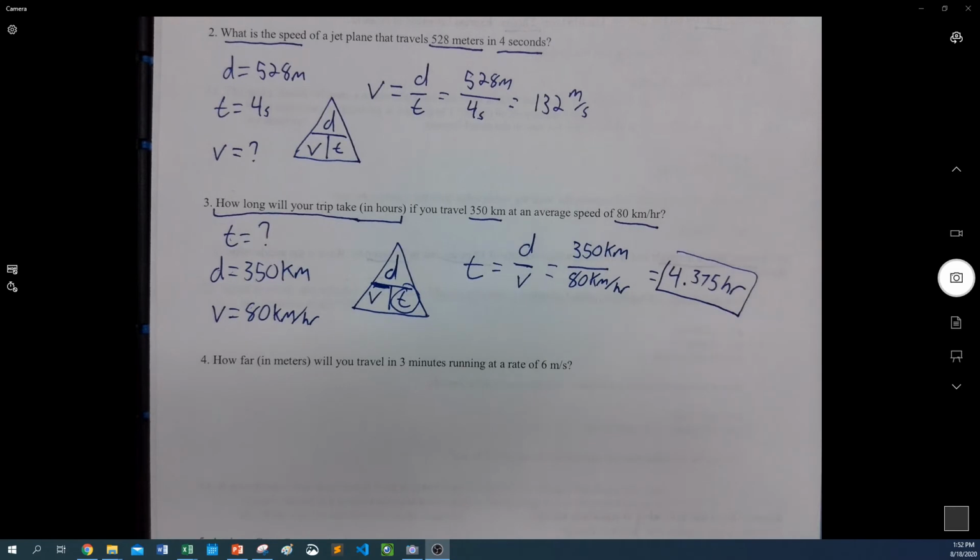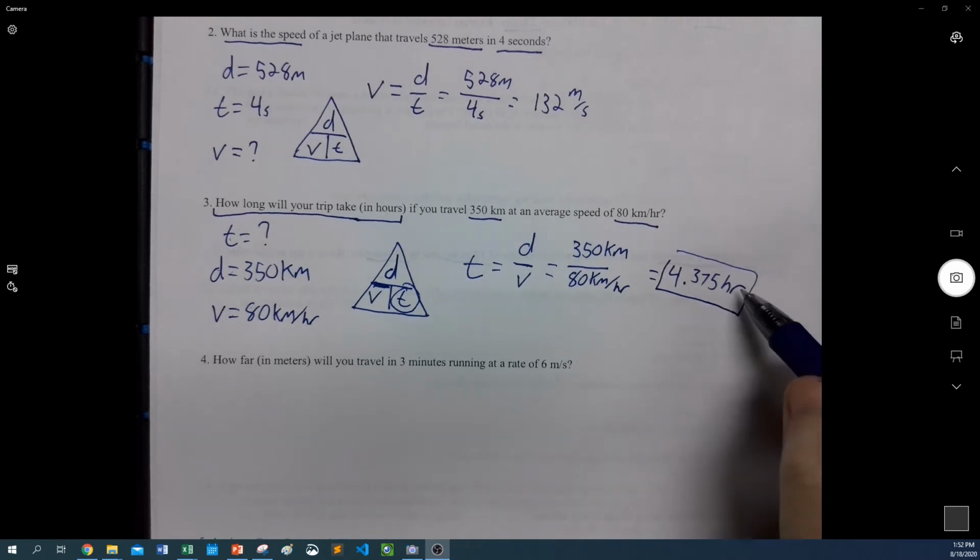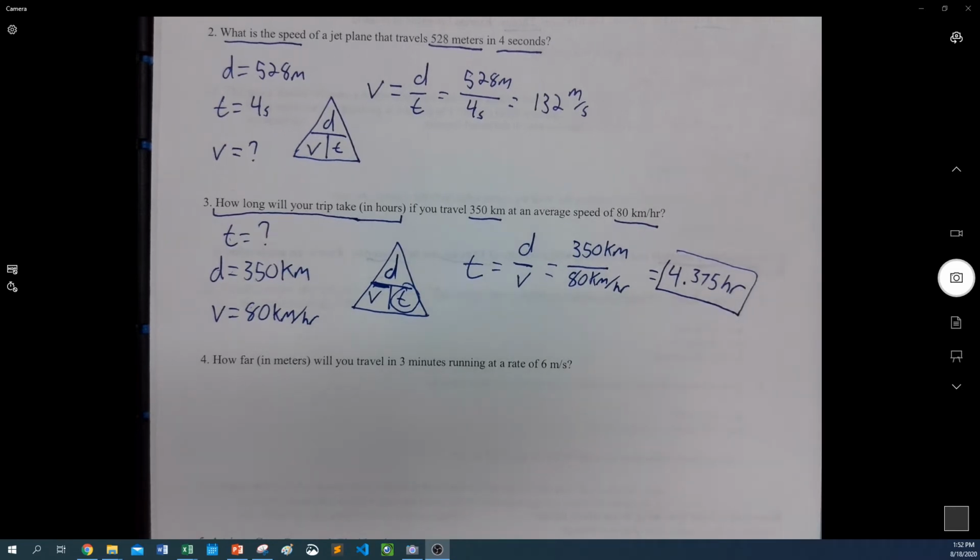Note, I take off for missing units. Your units should always be on your answer. Alright, try working on number 4.